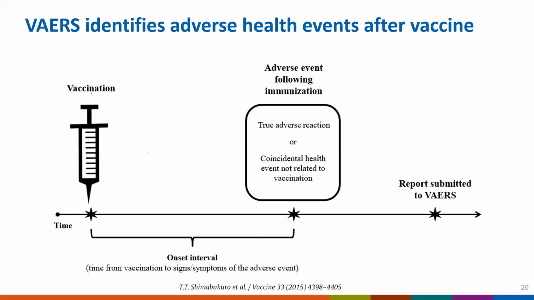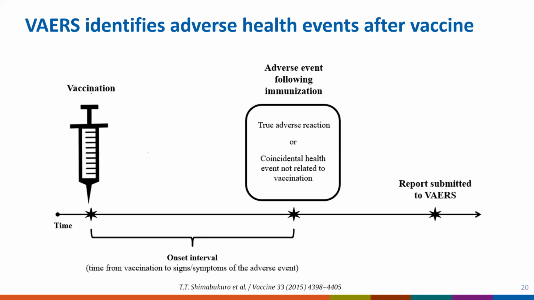This cartoon represents the timeline from vaccination to a submitted VAERS report. The individual receives the vaccine, and then at some point within the first few weeks, the vaccinee experiences symptoms. Then at some point after the symptoms, they submit a report to VAERS. This event may or may not be related to vaccination. This reemphasizes that VAERS is a passive surveillance system of events reported as occurring sometime after vaccination.